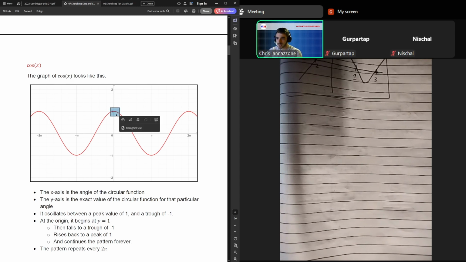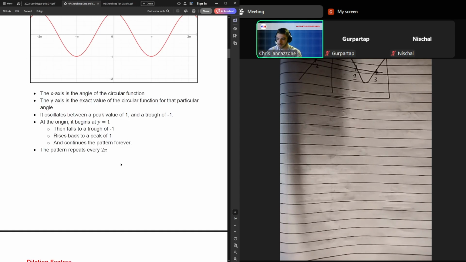Cosine will always start at a peak instead of at the middle, but otherwise the pattern maintains, right? Peak, the next thing should be a middle, next thing should be a trough. Middle, peak, middle, trough, middle, peak, middle, trough. It's just where you start that's a little bit different. Everything else about the graph is the same. Still peaks and troughs at +/-1, and still repeats every 2 pi.